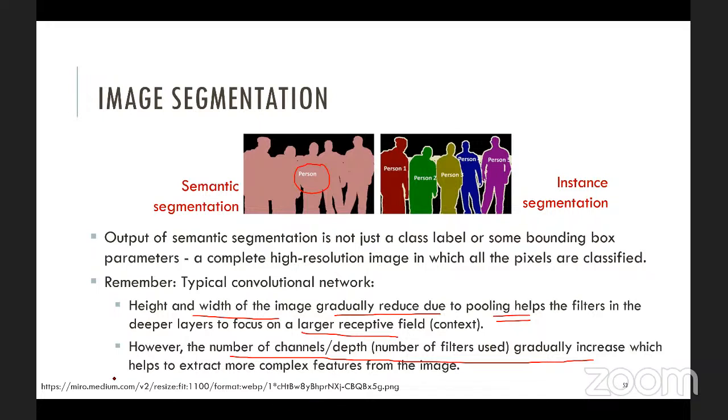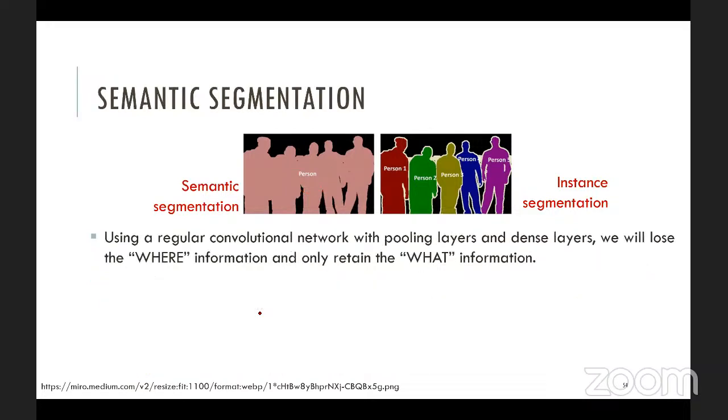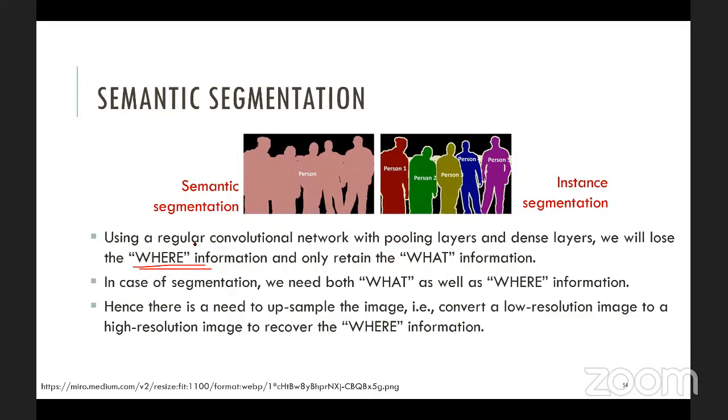So what happened in this process? When we go for the typical convolutional neural network, it tells us what is there, but we lose the information about where it is. Classification focuses on what is there, but where it is there, that information we lose in the regular convolutional network. In case of segmentation, we need both sorts of information: what is there, and at the same time, where it is there, right?